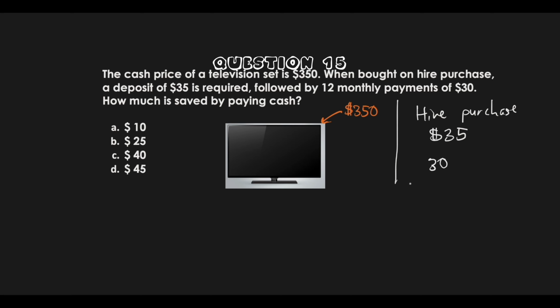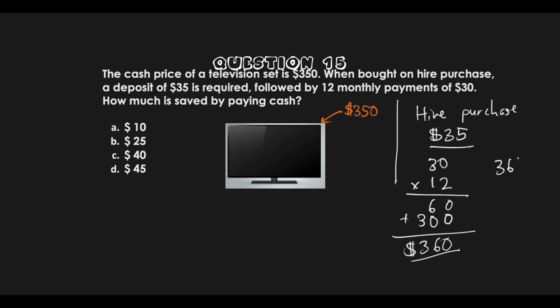So 30 times 12, 2 times 0 is 0, 2 times 3 is 6. We bring a 0. 1 times 0, 0. 1 times 3, 3. We add those, we get 360. So then when we add two of these together, we have 360 plus 35. So that's 395. So altogether we'll pay $395 if we use hire purchase.